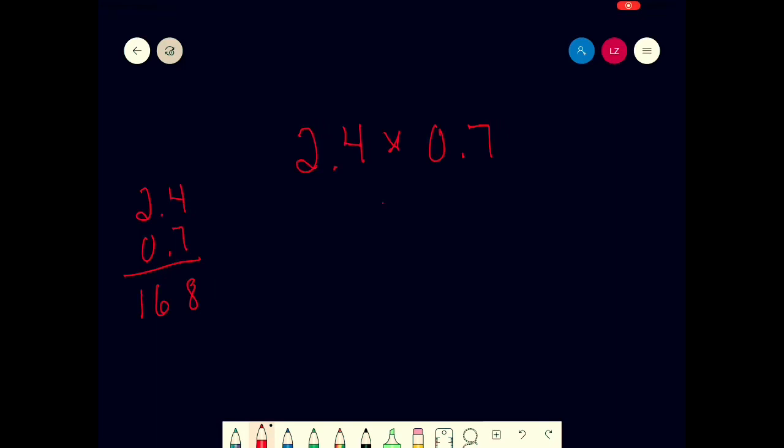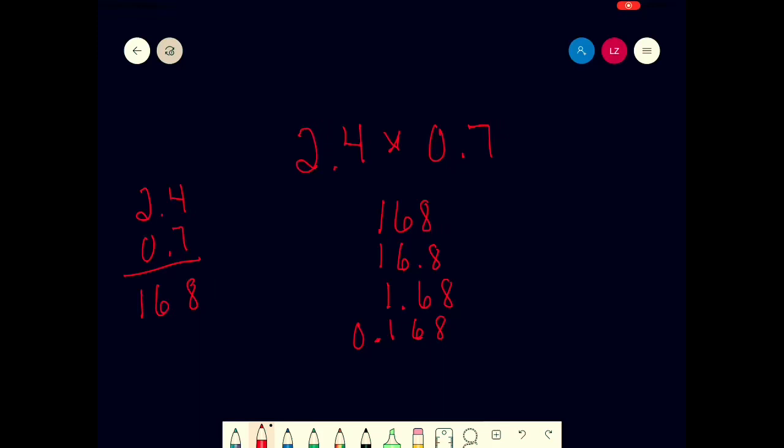If I said, do you place the decimal point here, here, here, or here. Which is the correct way to place the decimal point?